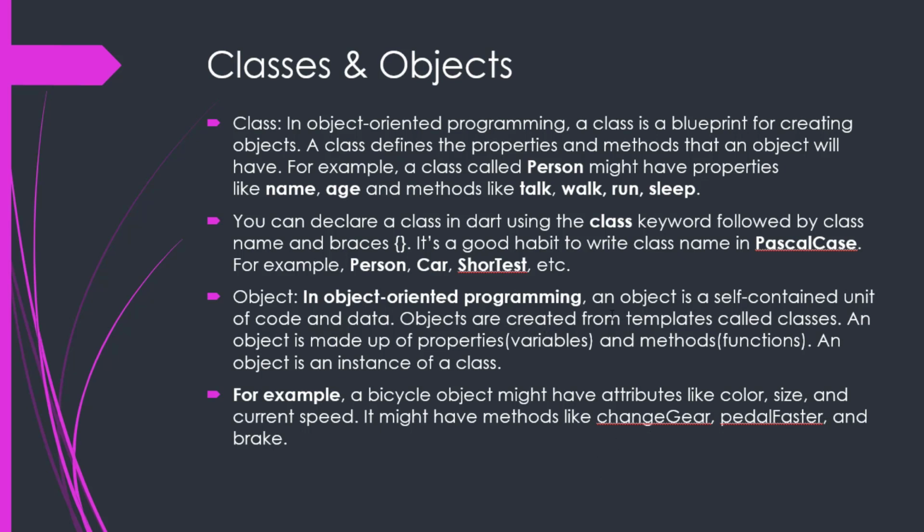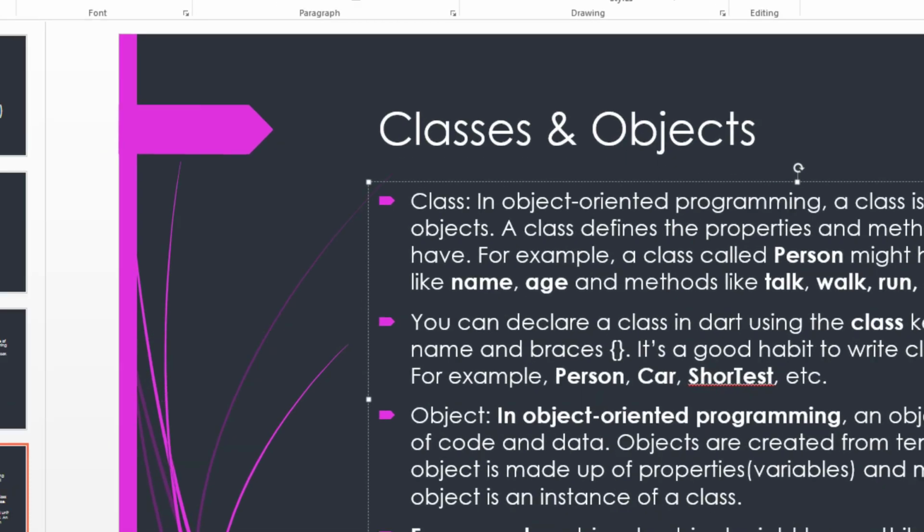You can see it is saying that an object is a self-contained unit of code and data. Objects are created from templates called classes. Let me open VS Code and show you practically.